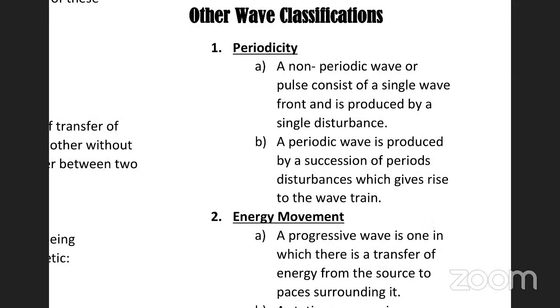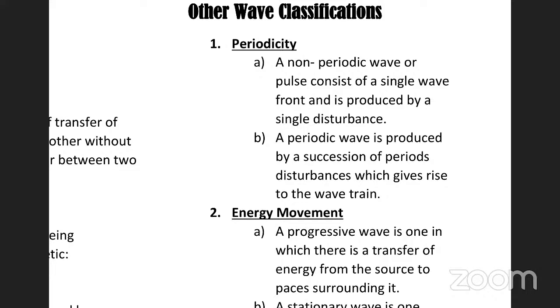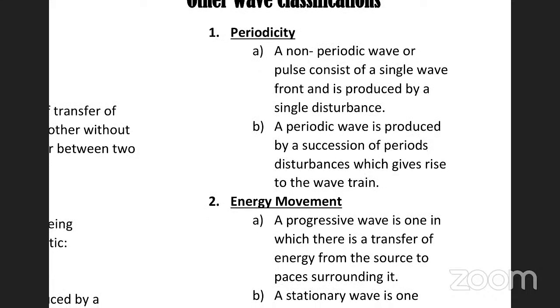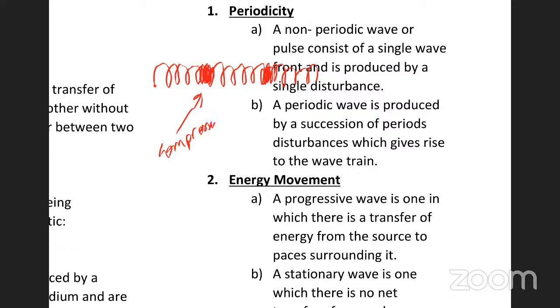Next was periodicity. A non-periodic wave or pulse consists of a single wave front and is produced by a single disturbance. A periodic wave is produced by a succession of periodic disturbances which give rise to a wave train. So for example, longitudinal waves, you should remember this. You have points where the waves are far apart and then points where the waves are close together. Then far apart again, close together, far apart. These were called your compressions and these were called your rarefactions.